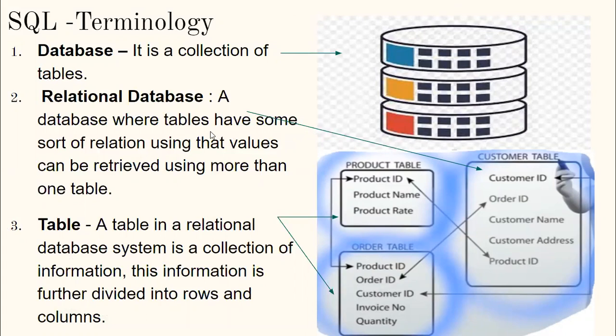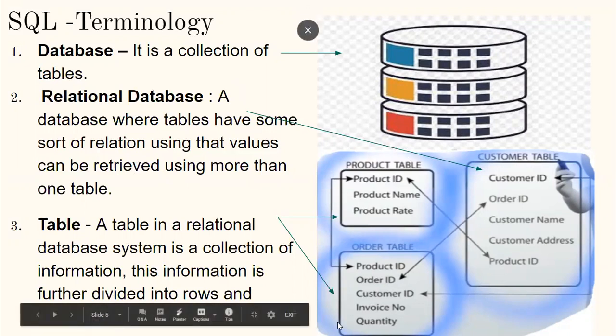Then relational database. Database means a collection of tables. A relational database means a database where tables have some sort of relation, so the values can be retrieved using more than one table. Now see here, just for your easy identification, I have given this example. See, the product table, the order table. We have two tables and one more table called the customer table.